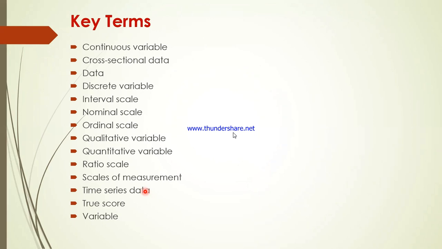Another classification of a variable is qualitative variable or quantitative variable. For a quantitative variable, the values are numeric, right? But for the qualitative variable, the values are categories, right? Then, when we are taking the measurements of a variable, there are four scales of measurement in the context of statistics.